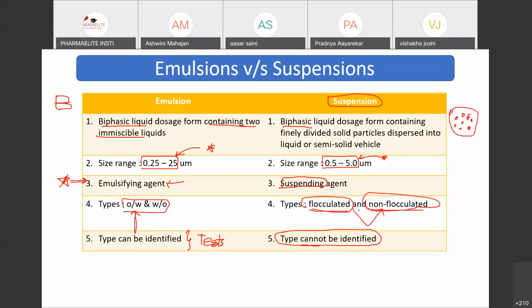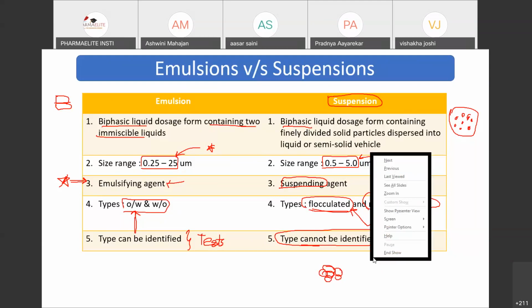Any idea what is the major difference between flocculated and non-flocculated suspension? Flocculated suspension means flocs will keep forming in it. They'll be aggregates. Even if you shake them, they won't get dispersed. In non-flocculated, that doesn't happen as much, they get dispersed.